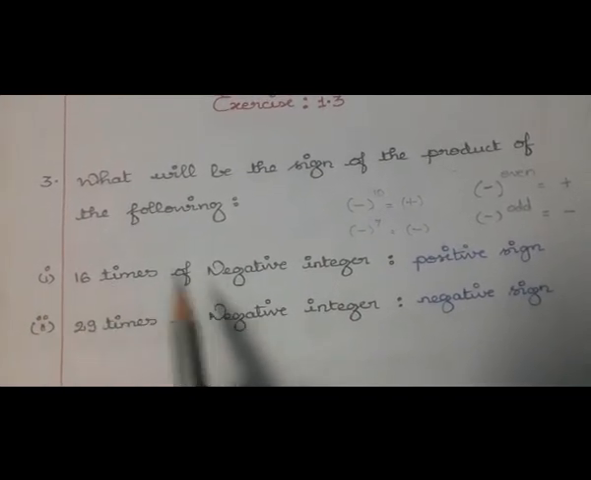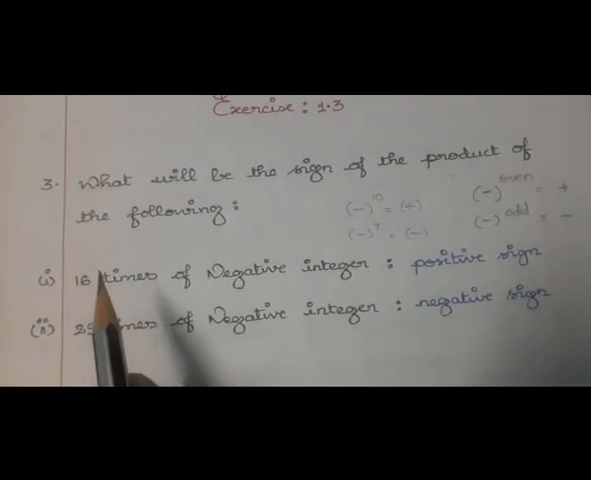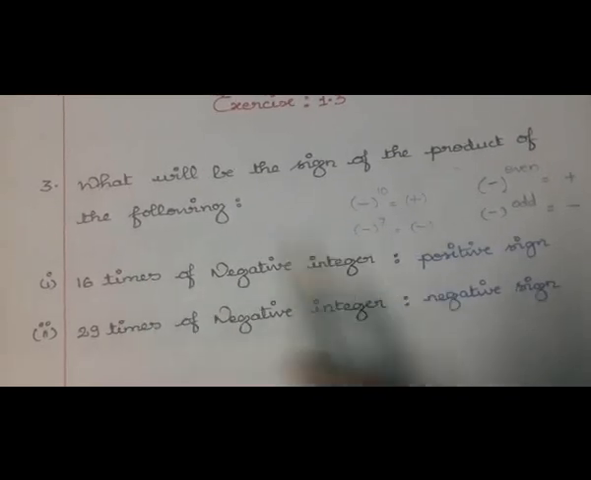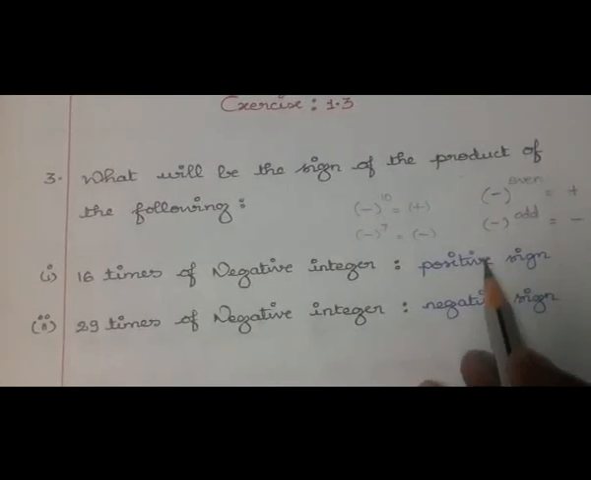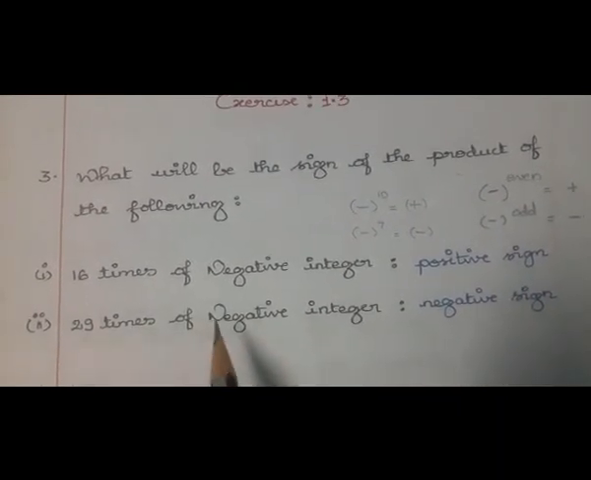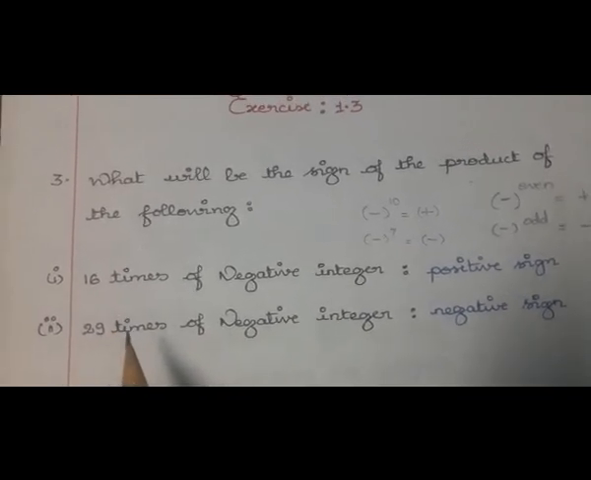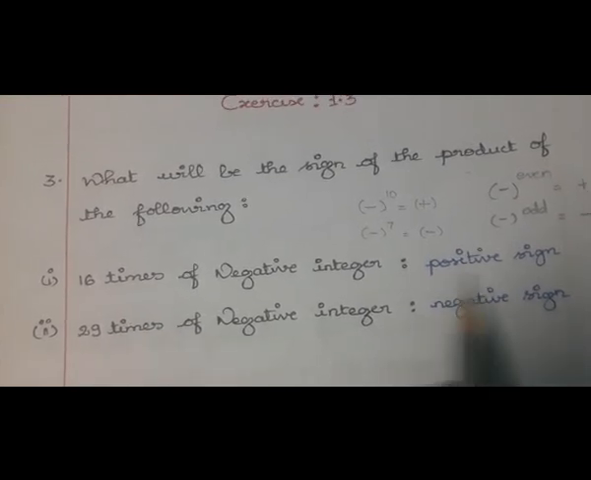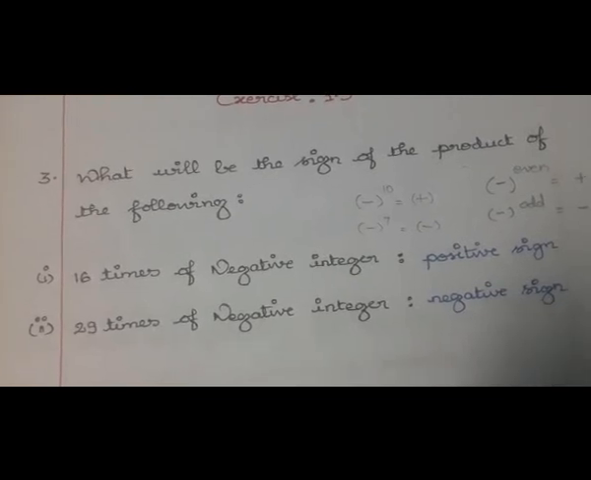Question number 1, 16 times of negative integer. So, 16 is nothing but an even number. So, 16 times of negative, that is minus sign, if you multiply, you will get the answer with a positive sign. In the same way, second question, 29 times of negative integer. 29 represents an odd number. So, when you multiply minus an odd number of times, it gives the negative sign in the answer. Clear with the third question?